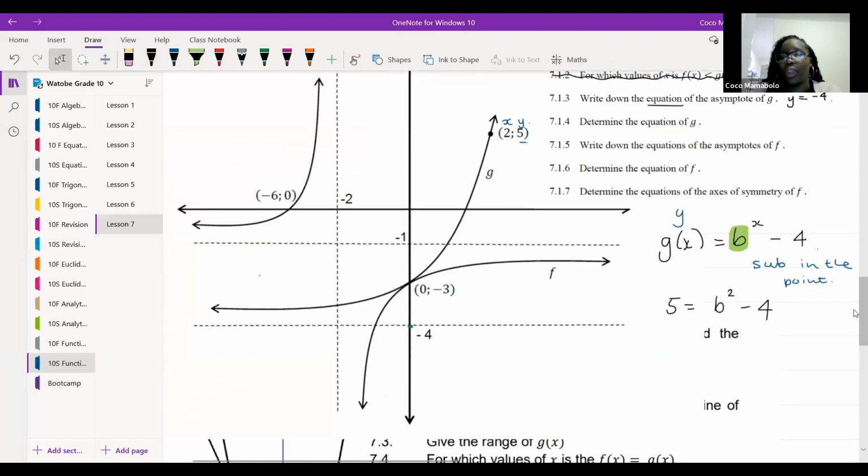All right, here we go. I'm going to take negative 4 over to the other side and it's going to become positive 4. I'll have 5 plus 4 will give me 9 is equal to b squared. The only way I'm going to get rid of that squared is if I square root both sides. Therefore, b must equal 3.